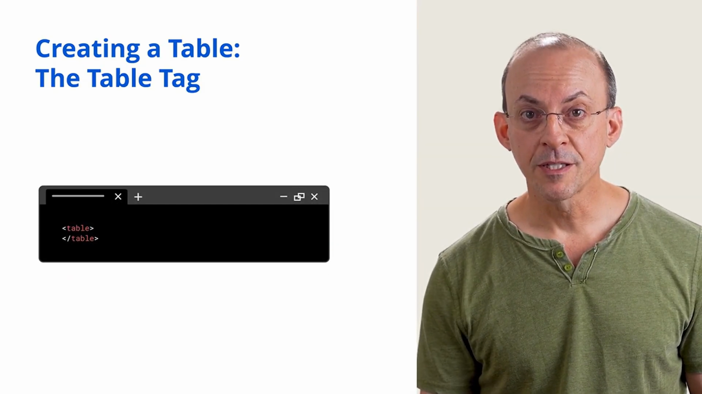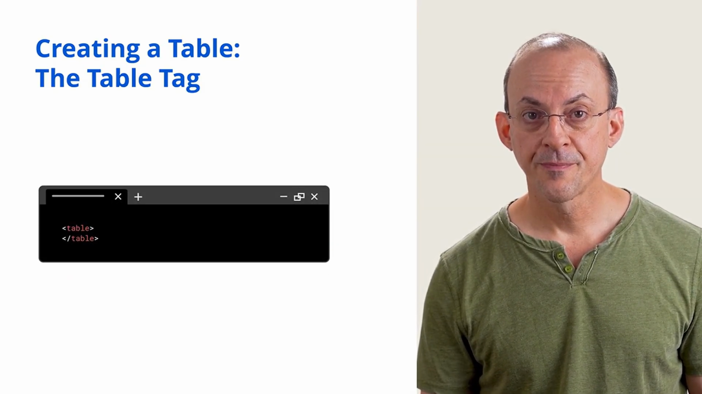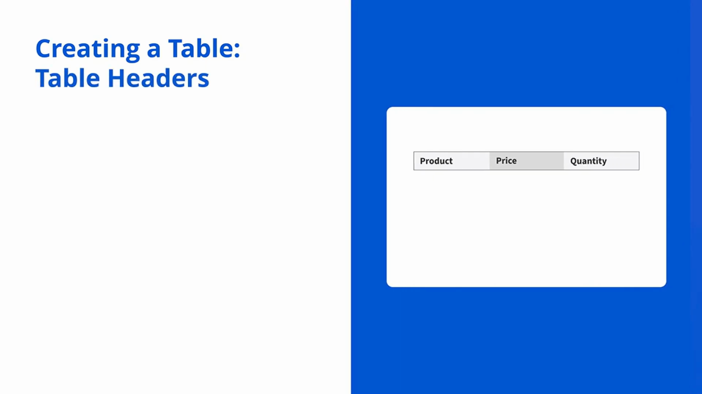Let's start by exploring how to create a table in HTML. First, we use the table tag to create the table structure. Next, we'll define the headers for our table.